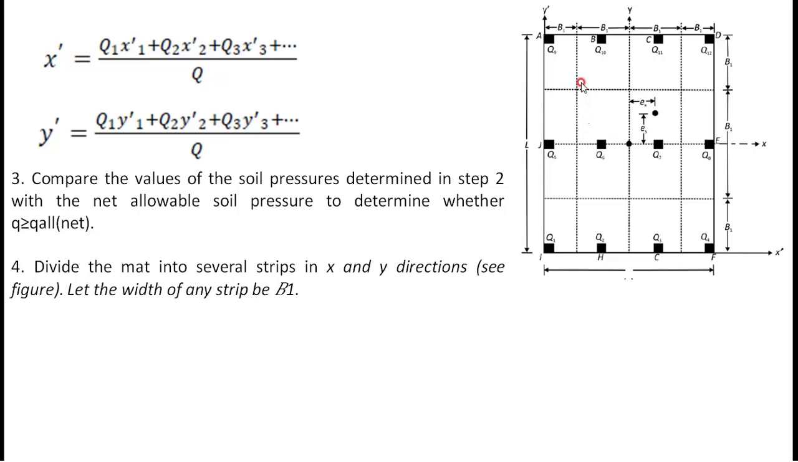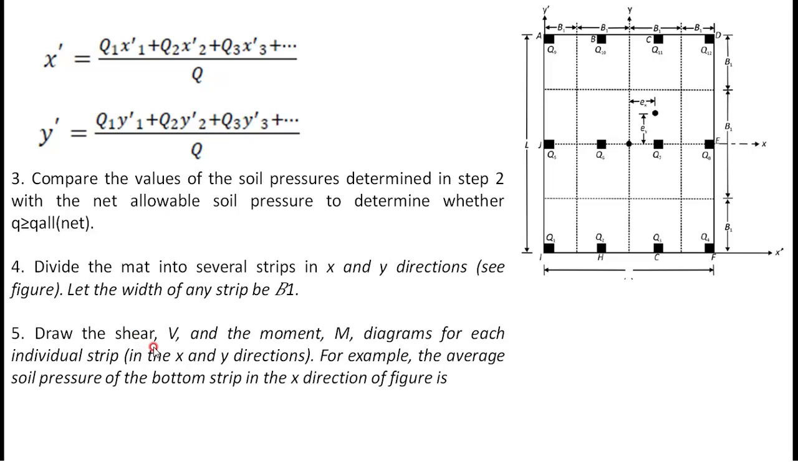Now this is a strip, then this is a strip. Then what about this column? For this column, this is a strip. For the next column, this is a strip. Understood? Then all the widths of the strips will be b1, b1, b1, b1, b1, b1, b1. Like that you need to divide into a number of strips.